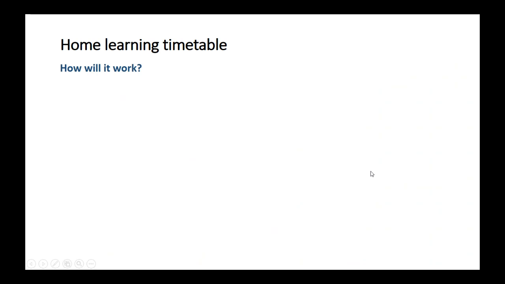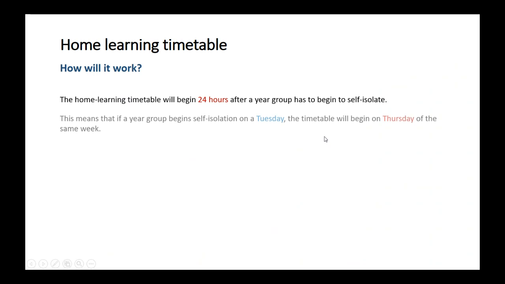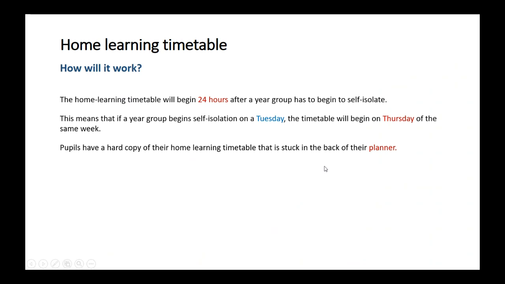So how will this home learning timetable work? What will be the logistics? Well, the timetable will begin 24 hours after a year group has begun to self-isolate. This means that if a year group begins self-isolation on a Tuesday, the timetable will begin on Thursday of the same week. As I've said, pupils will have a hard copy of their home learning timetable in the back of their planner, so they can refer to that as well. And as I've also said, we've attached copies of the home learning timetables for each year group to this presentation.